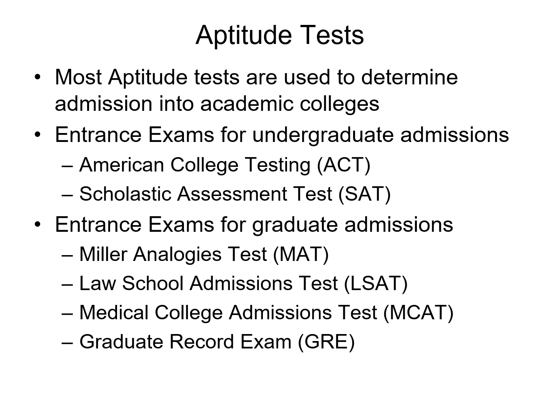So aptitude tests are usually tests used to determine admission into academic colleges, but they can also be used in other areas. So entrance exams for undergraduate admissions, there's the American College Testing, the ACT, and the Scholastic Assessment Test, the SAT. Both of these are made to measure basically your ability to perform well at a college level. They basically measure both crystallized and fluid intelligence, and we're going to get a little bit into exactly what they measure in the next few slides.